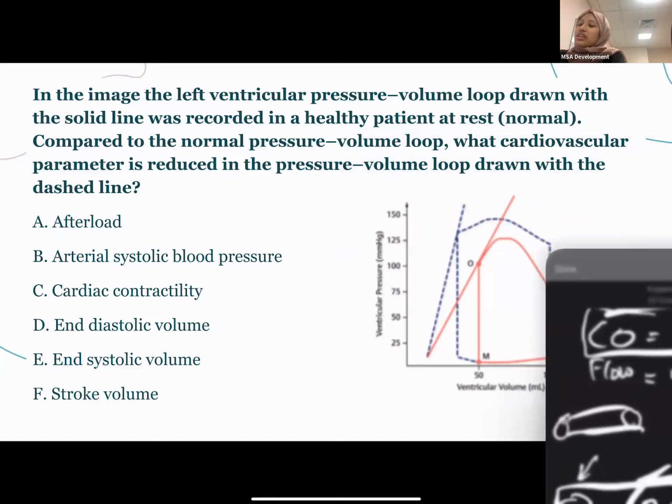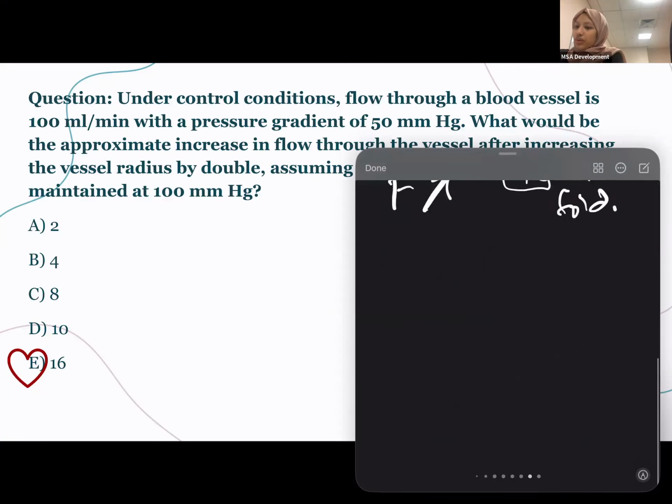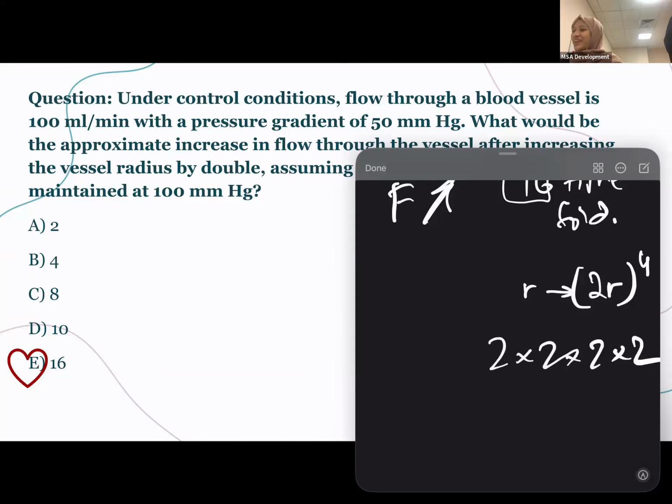Since these were not given values, they didn't give you an exact value, they just said double. So for this one, it's enough to do 2r, 2 radius to the power of 4. You can do 2 times 2 times 2 times 2 if that's easier, or 2 to the power of 4. You'll get 16. It's literally just that.